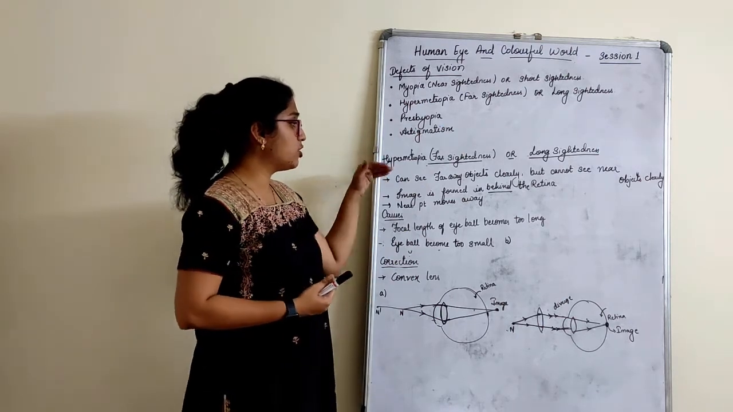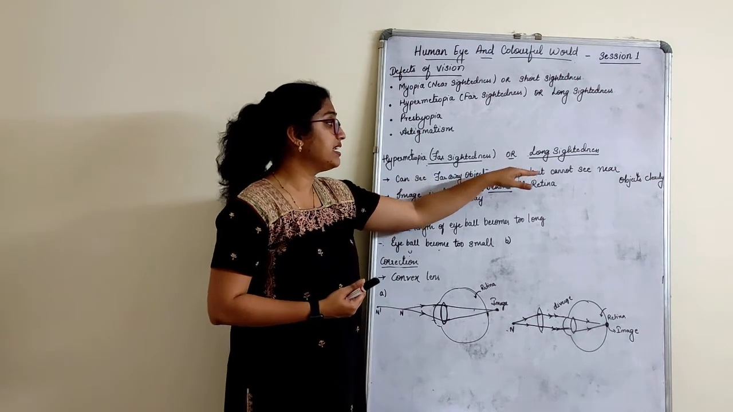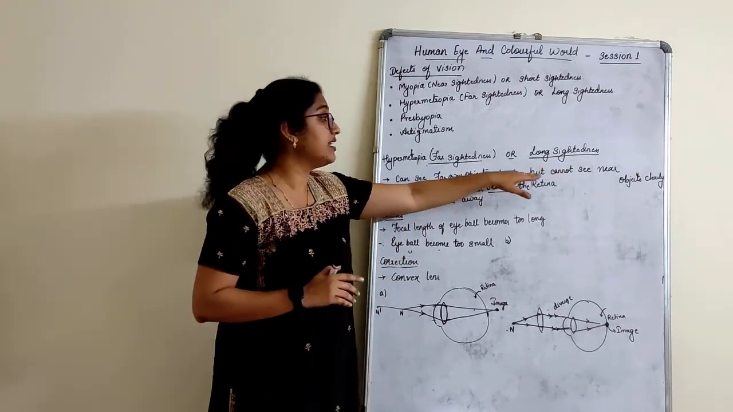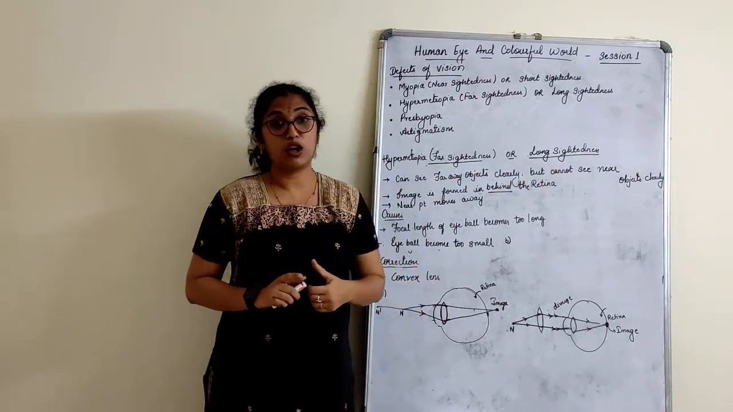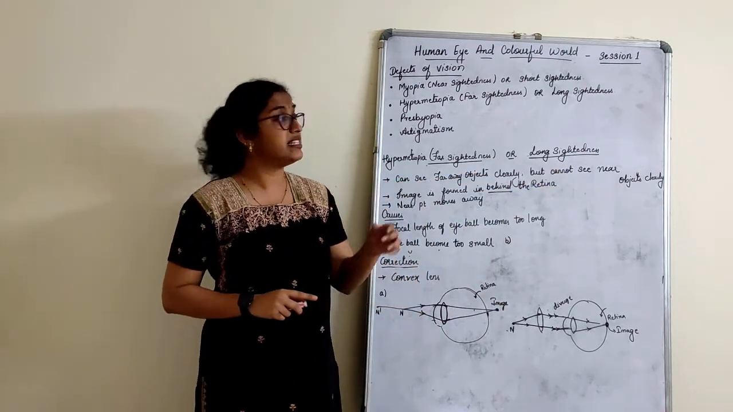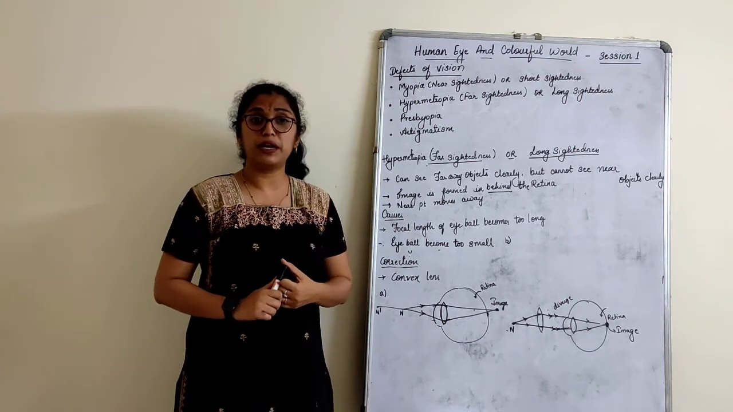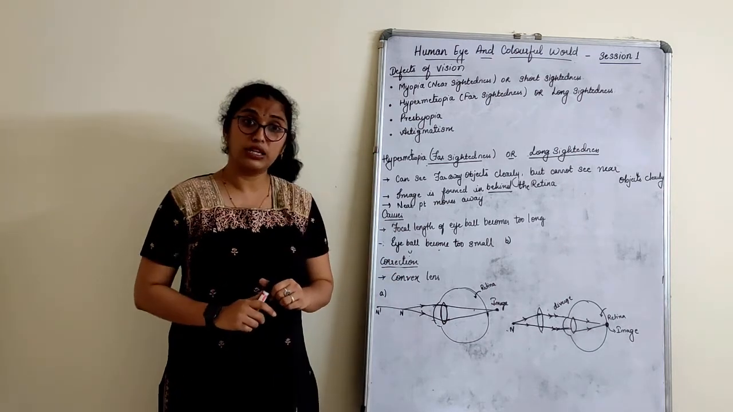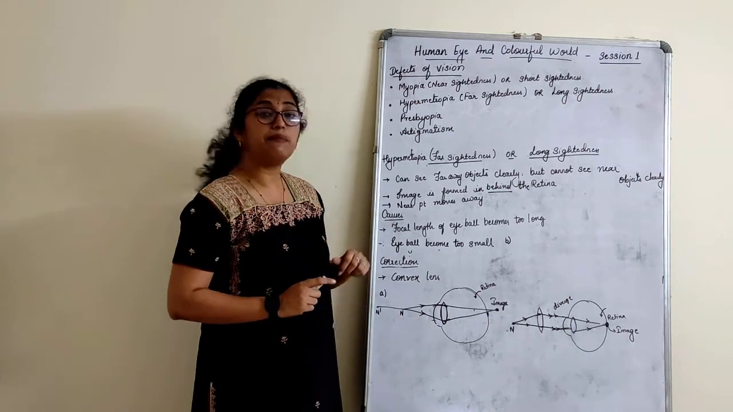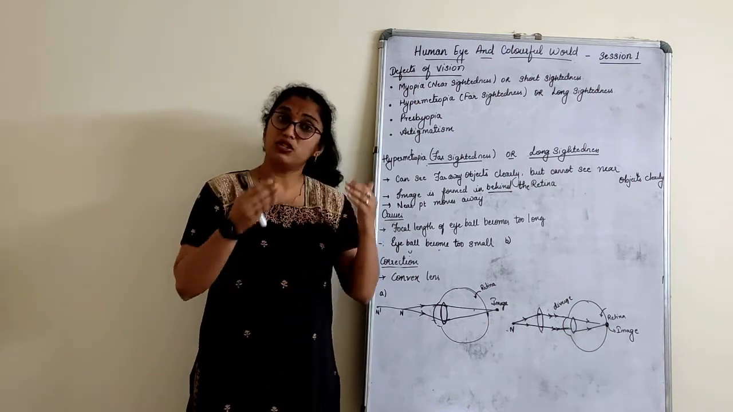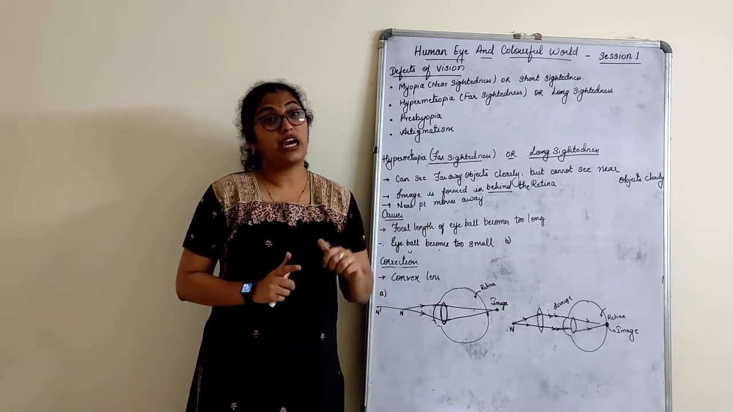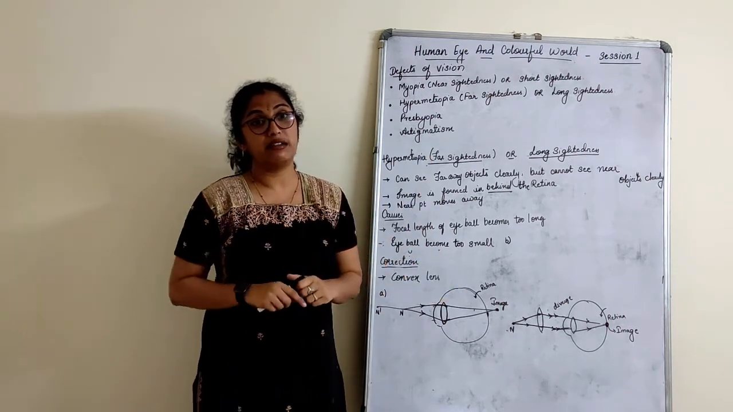A person can see far away objects clearly, but cannot see near objects. That means what type of lens does a person have to use in presbyopia? He has to use a convex lens only. So this is also hypermetropia, called old age hypermetropia, after a particular age.